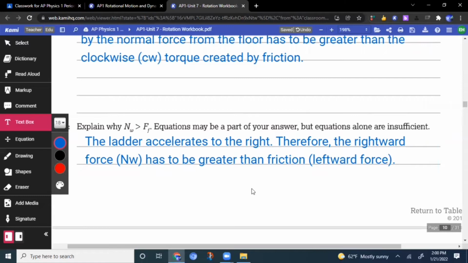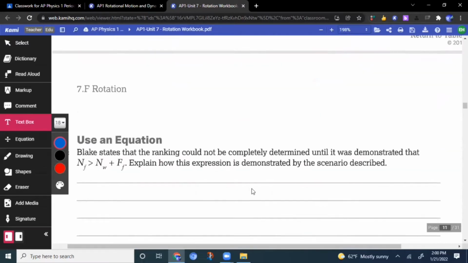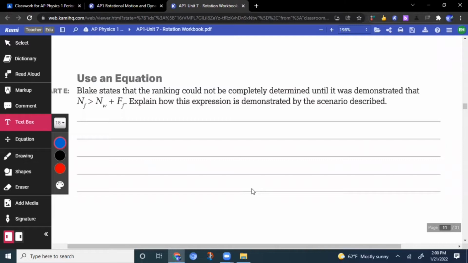You guys feeling okay with parts A, B, C, and D? You analyze it first, like I showed you how. You analyze it first, and then you take all that information and you summarize it in words, right? Which is what we're doing with the writing. Okay, last part. Here we go. Blake states that the ranking could not be completely determined until it was demonstrated that the normal force from the floor was greater than the normal force from the wall and friction combined. Explain how this expression is demonstrated by the scenario described.